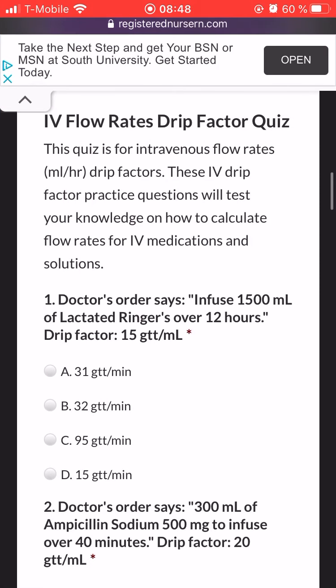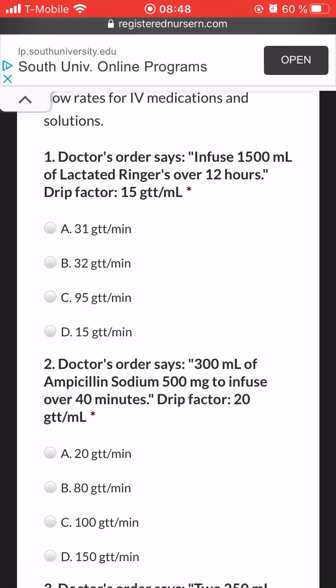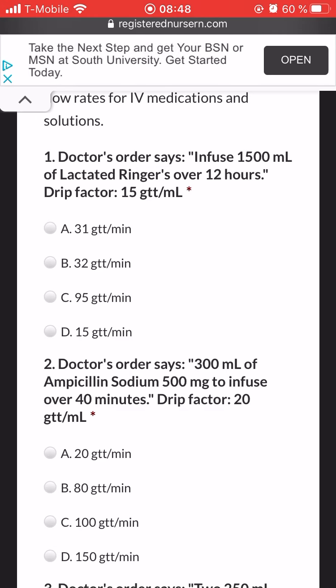All right, so I found this little quiz online. So we are going to talk about GTT, which in Latin is Gutta, G-U-T-T-A, and in Spanish, Gota. So for number one, it says doctor's order says infuse 1,500 milliliters of lactated Ringer's over 12 hours.